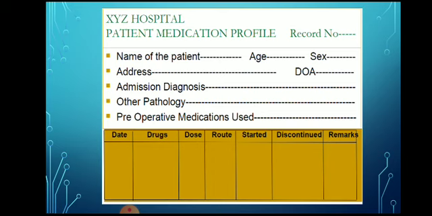It includes the date, the drugs or medicines, their doses, the route of administration, the date it was started, and when it was discontinued or stopped, after feeling well or even if the result was not achieved, whatever it may be, and any specific remark about the same information you have obtained from the patient. So this is a simple format in which you get the patient medication profile.